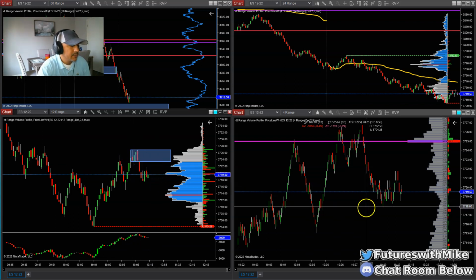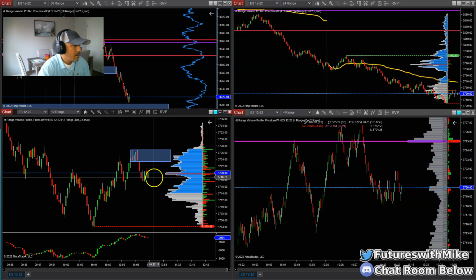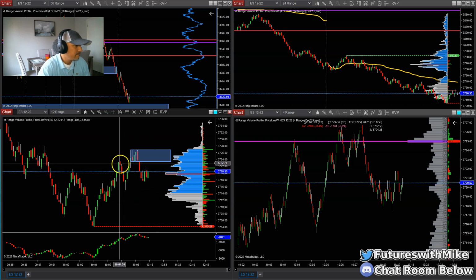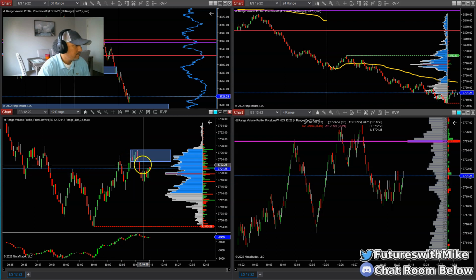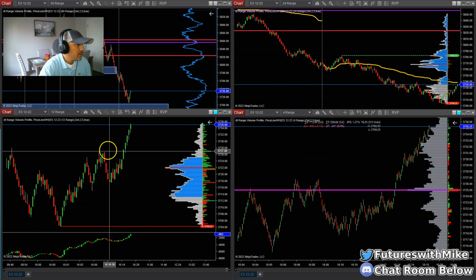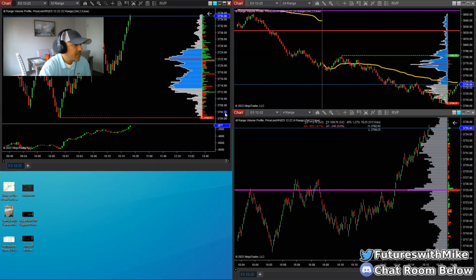Wait it out and see what happens. Price tapping in this area here again. Okay, took that zone away because the market is still pushing higher.